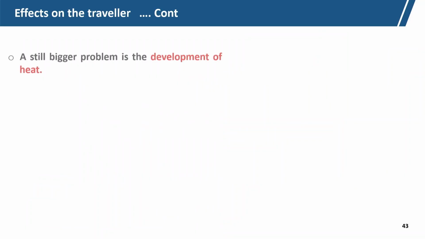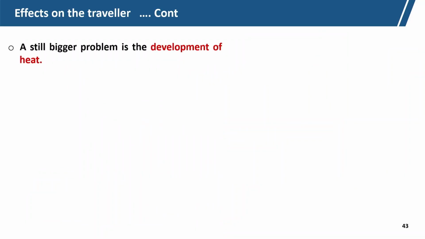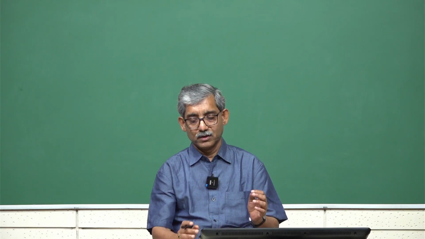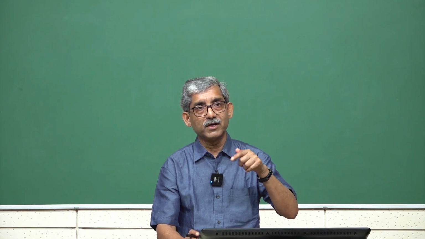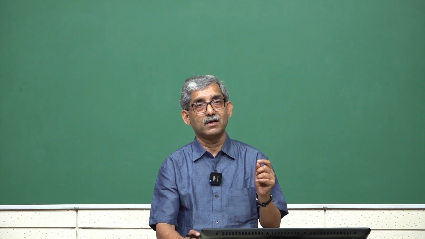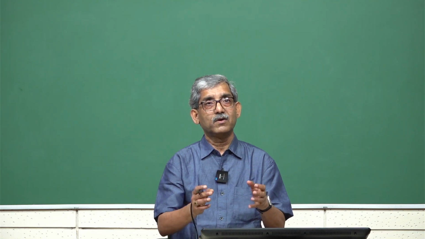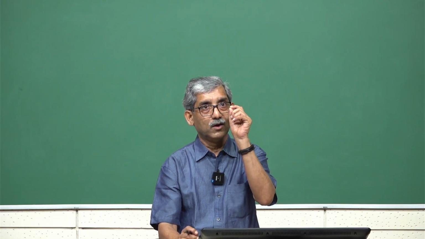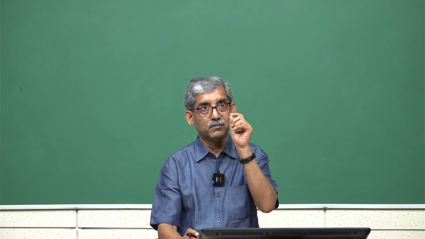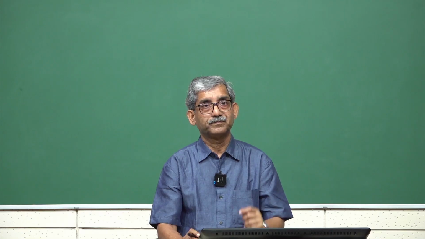So, that is why the still bigger problem of the traveller is the heat generation. The traveller has the instability problem, and also there is a problem of heat generation. The heat is generated due to the friction between ring and traveller, and the main problem here is that the heat dissipation is not easily done because of the very low mass and the low contact area with the ring.